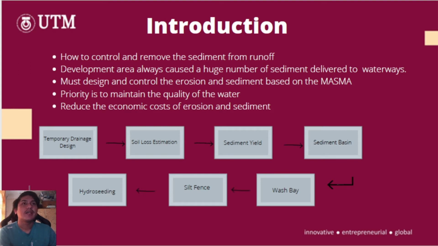So this is the flow of process in our department. First, we design the temporary drainage. Next is soil loss estimation. Next is sediment yield, and then sediment basin. And then the other controls are wash bay, silt fence, and hydro seeding.